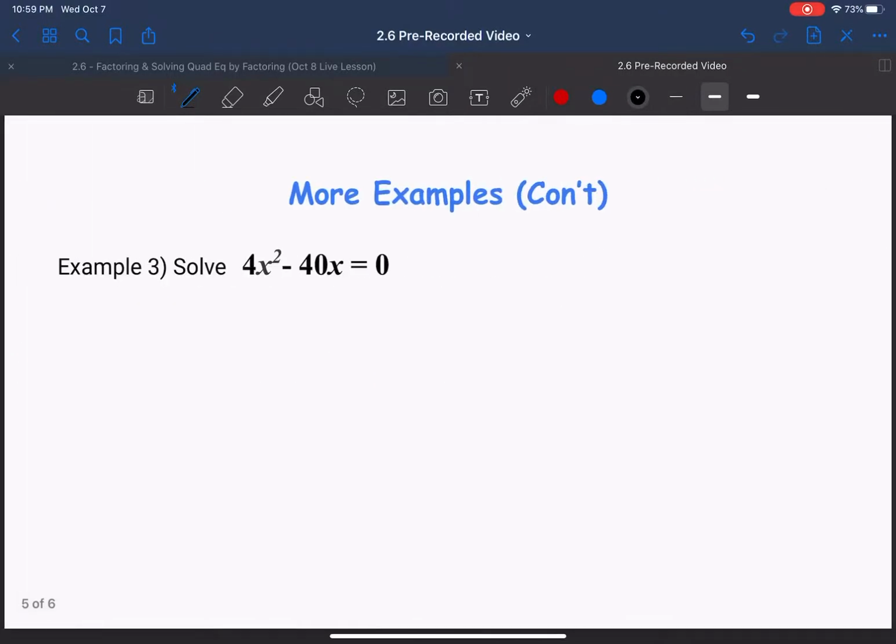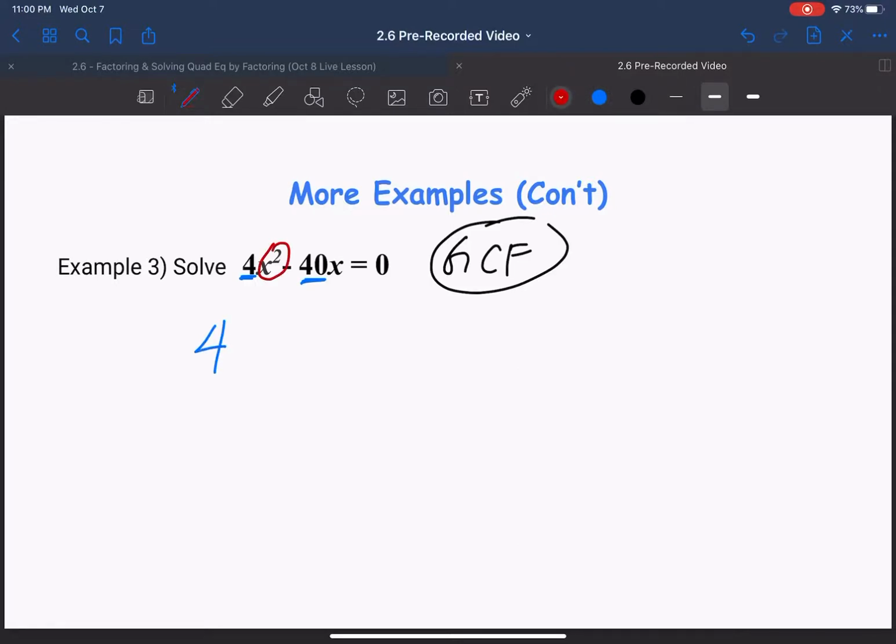One more example. I only have two terms. When you have two terms, 90% of the time you can use either solving by square root method or GCF. In this case, I see my greatest common factor, so let's try the GCF method. 4 and 40. What's my GCF for 4 and 40? They both are divisible by 4. So I pull out 4.